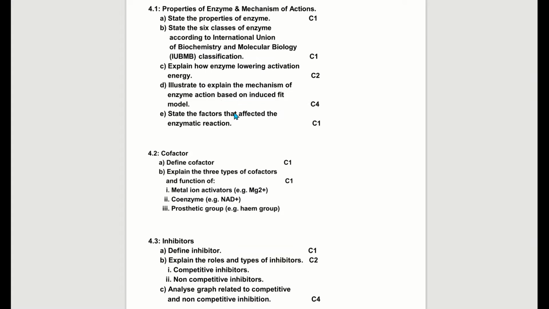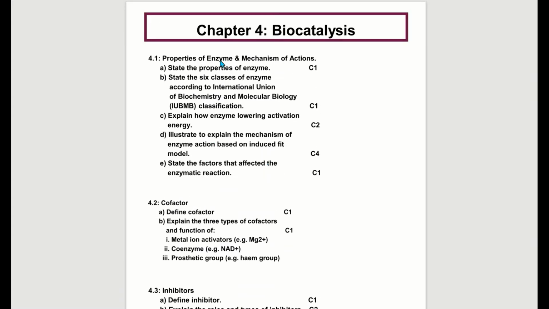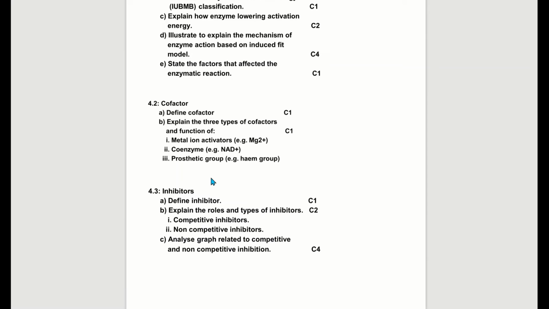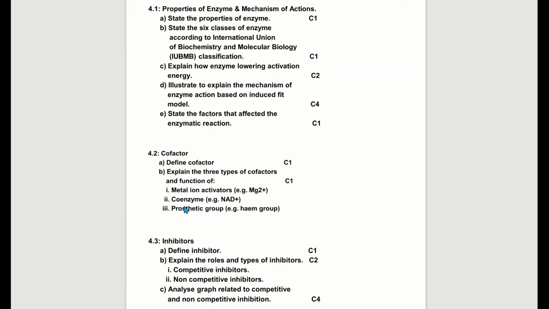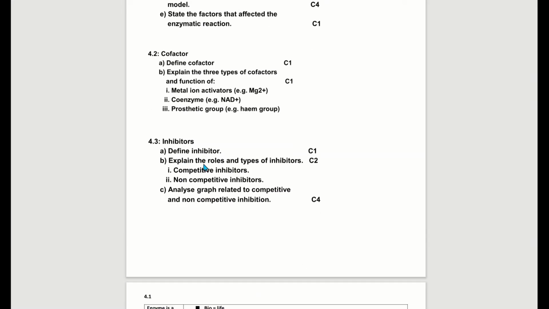Okay, so macam mana nak lukis? State the factor that affect enzymatic reaction. So apa faktor-faktor yang akan affect enzyme punya reaction. Okay, and then kita akan tengok cofactor. Apa contoh dia, explain macam mana function cofactor and inhibitor. Okay, so inhibitor ni apa, role dia apa, jenis dia apa, kita akan analyze graph. Okay, related to competitive and non-competitive inhibition.